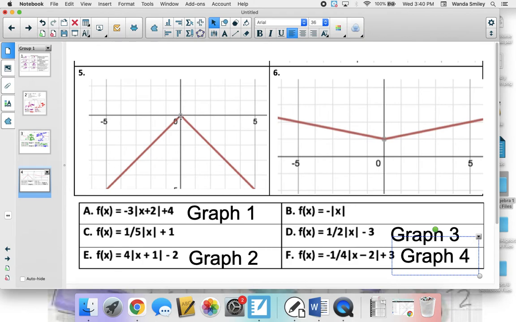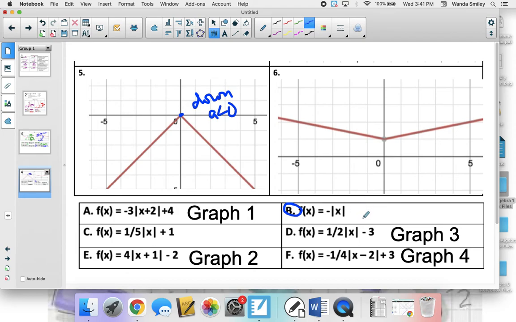Number 5, notice it doesn't go anywhere and it's turned down. So see, it's right here at the origin, but it's going down. So that means A is less than 0, but it doesn't shift left or right any, so it'd have to be B because all I have is negative 1x, absolute value of x. So this would be graph 5. And then this one is up.